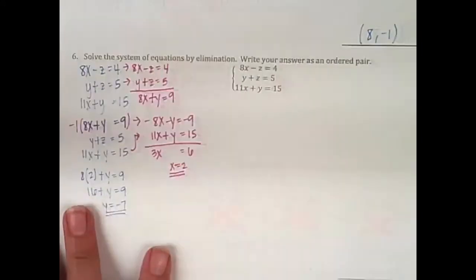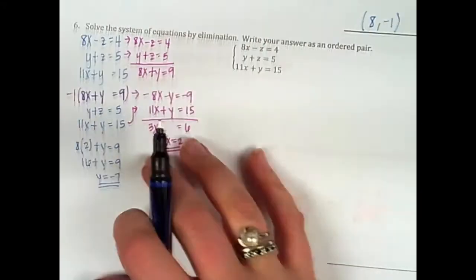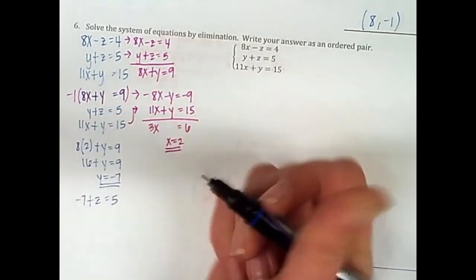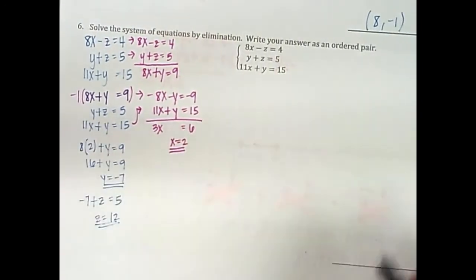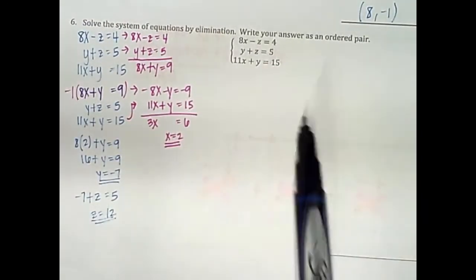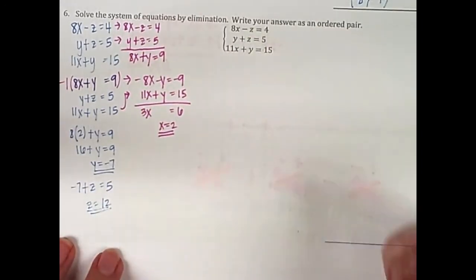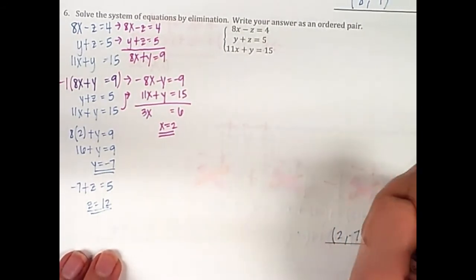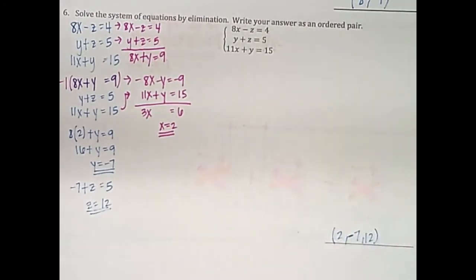And then my last variable that I need to get is z. So I'm going to plug it in. y plus z equals 5. Add 7 to both sides, and I get z is equal to 12. So I have my answers. I can check my work by plugging them back into every single equation to make sure it works. But I know it's the right answer, so we're going to write it as an ordered pair. So 2, negative 7, 12. So remember, you go x, y, and then z.